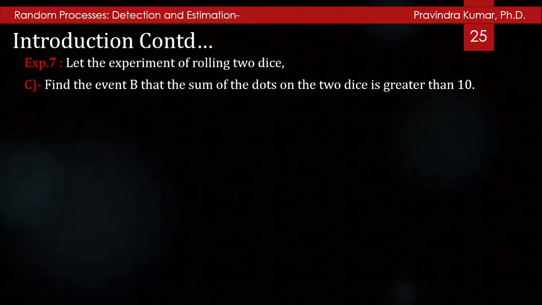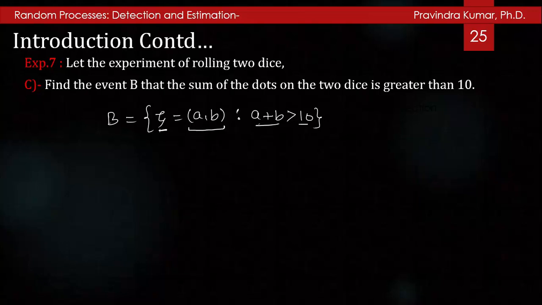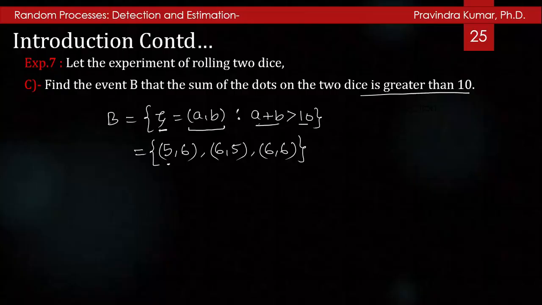Now the same question: find the event B that the sum of the dots on the two dice is greater than 10. So you have to find the event B, which includes the sample points, the pairs (a, b) such that a plus b is greater than 10, meaning the sum of the two dice is greater than 10. So it will be (5,6), (6,5), (6,6).